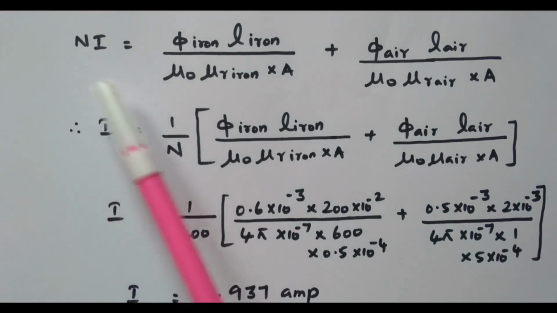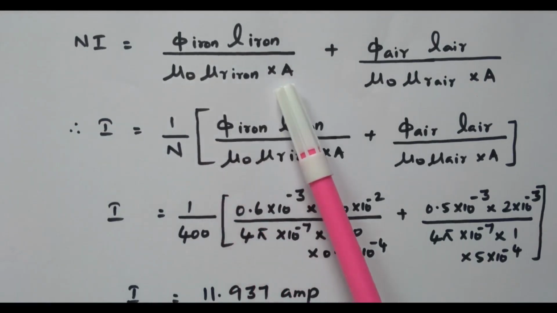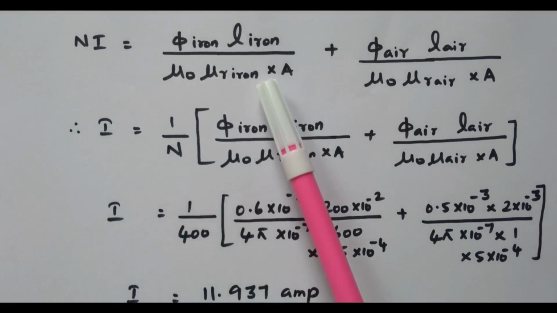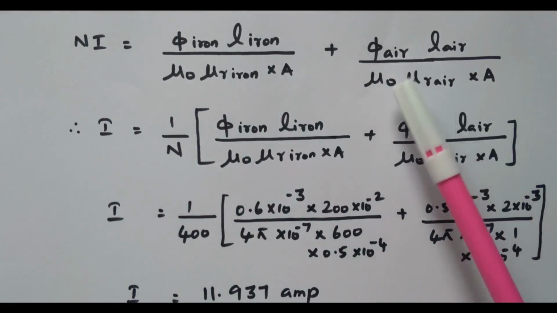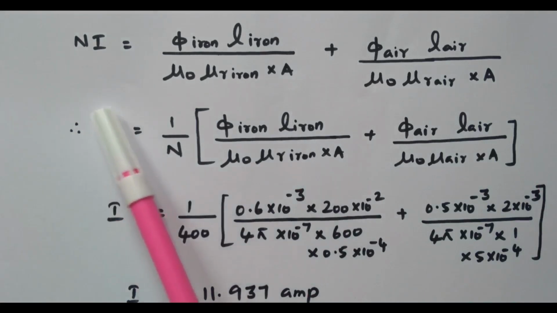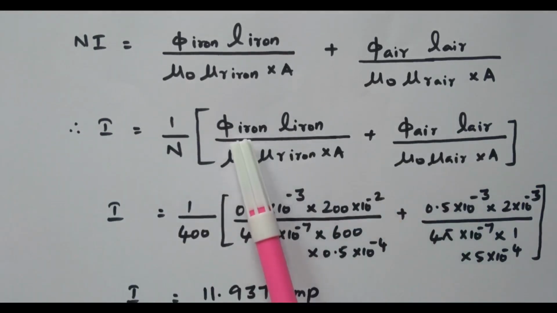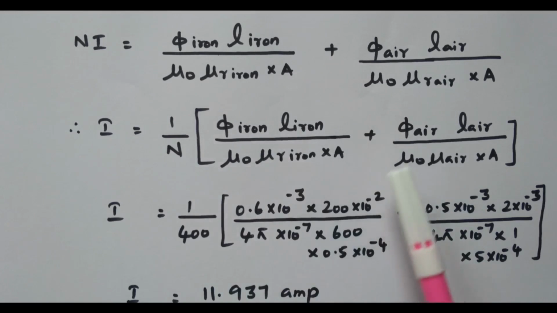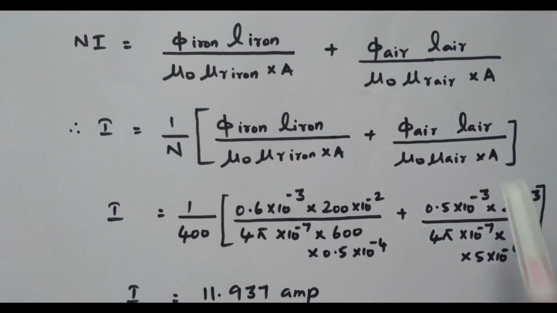N i, the mmf, equals phi iron into L iron divided by mu naught mu r iron into A. The formula is available, based on that we can write. The total mmf equals the mmf due to the iron path plus the mmf due to the air path. Here we need only the current, so bring the number of turns to the denominator: 1 divided by N into phi iron, the flux in the iron core, times the length divided by mu naught mu r iron into area, plus similarly phi air, the flux in the air, times the length of the air gap divided by mu naught mu r air into A.